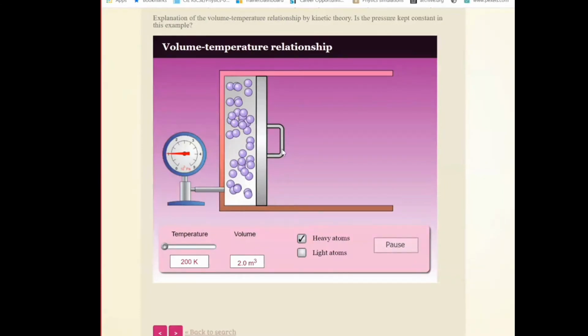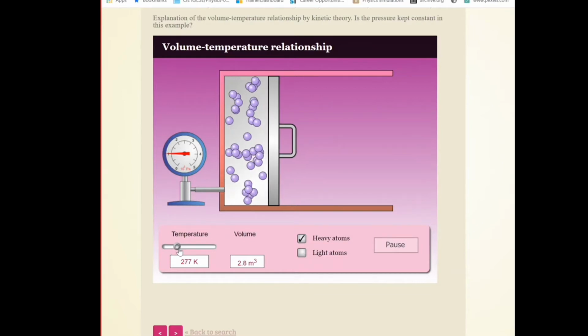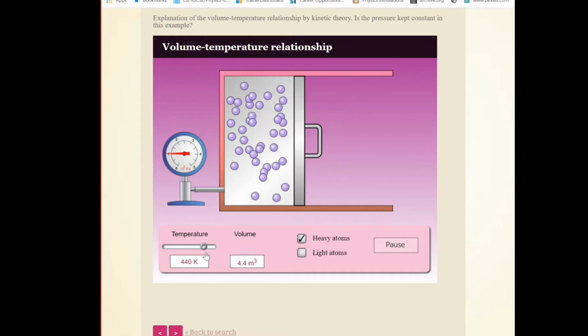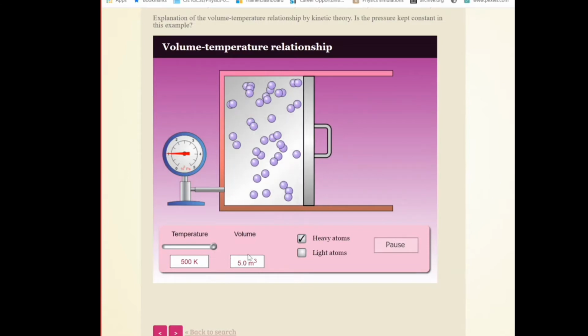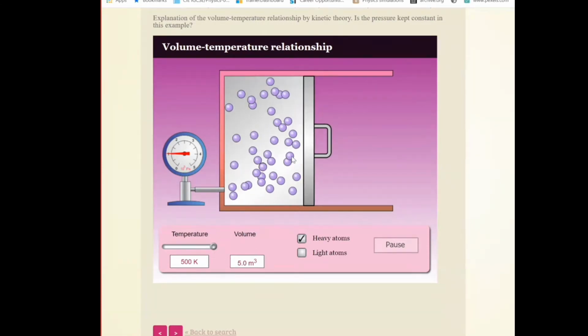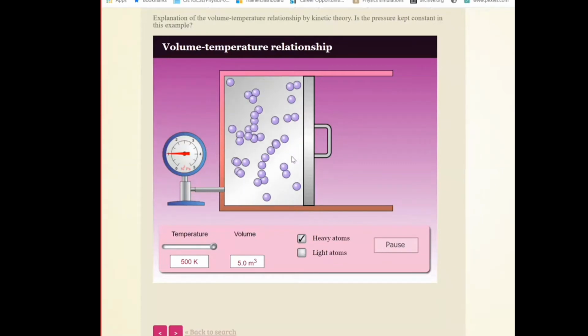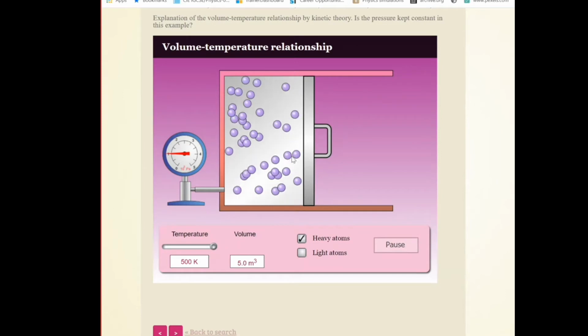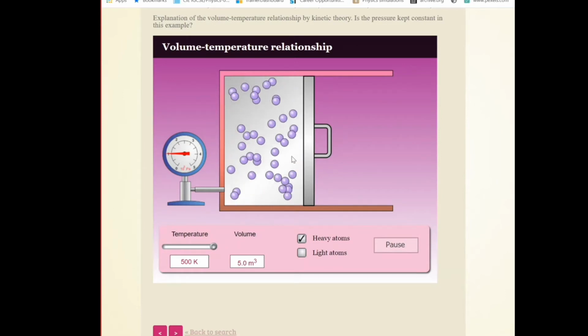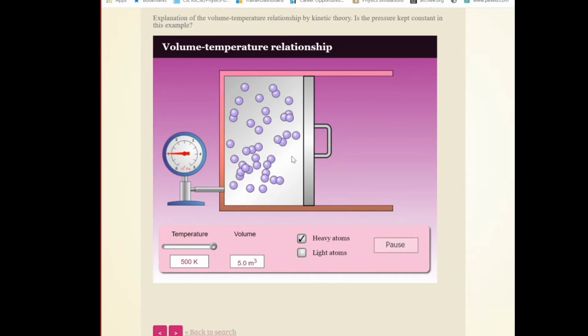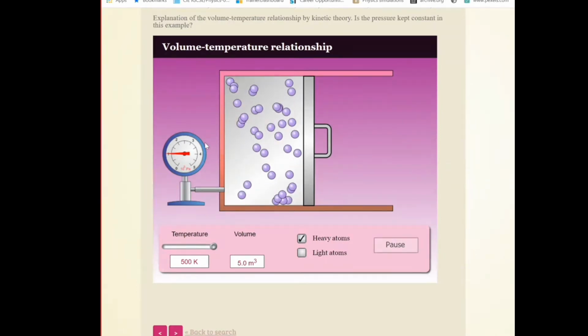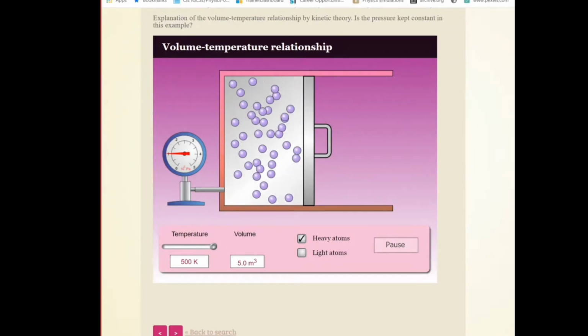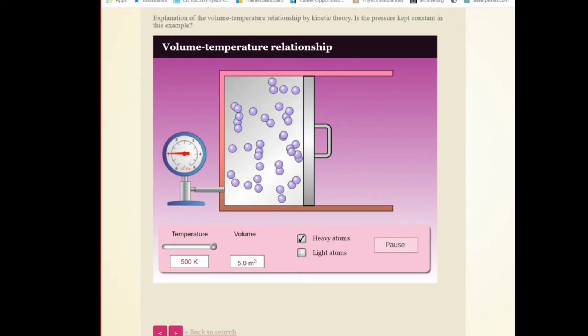Now what happens if you increase the temperature? Heat it. You increase the temperature, automatically the volume will increase. And look at the molecules' movement. So now we can say the kinetic energy is higher. The kinetic energy is higher.